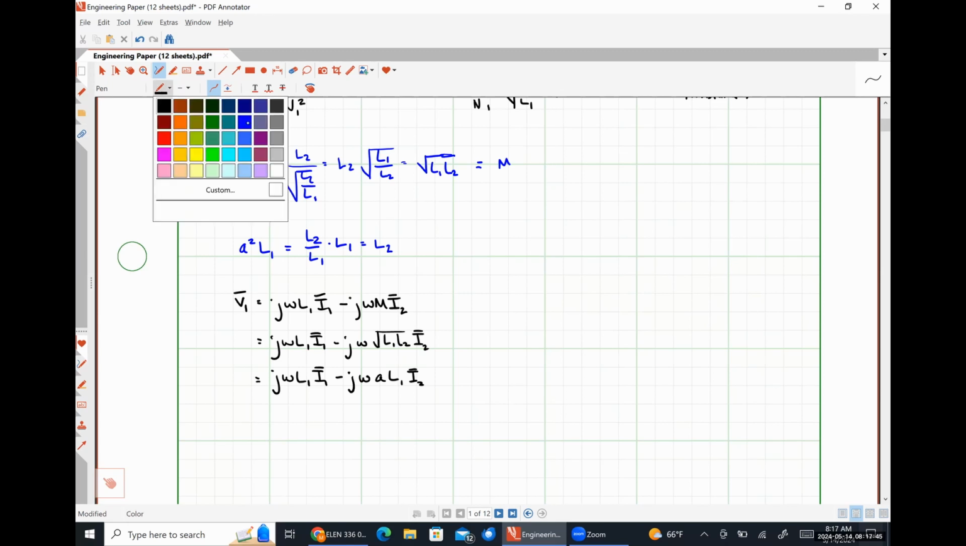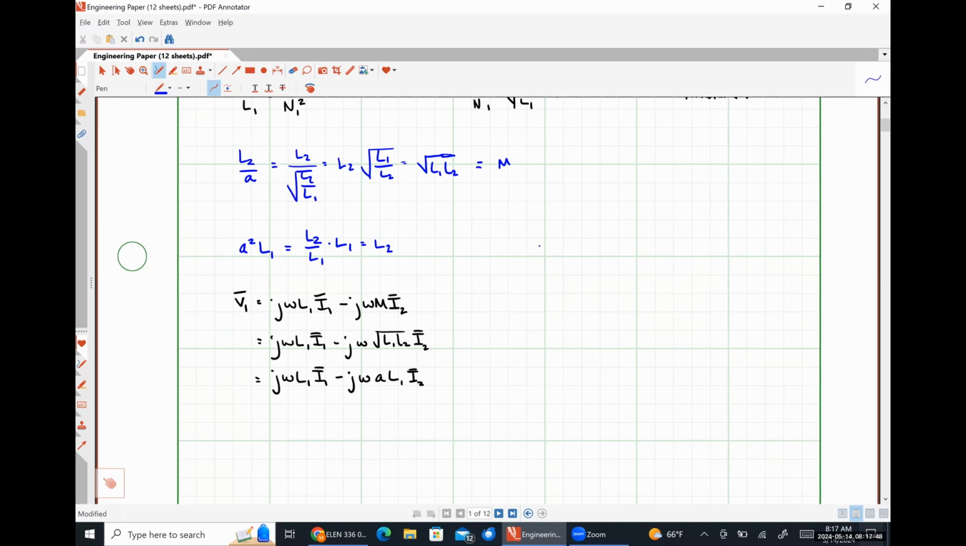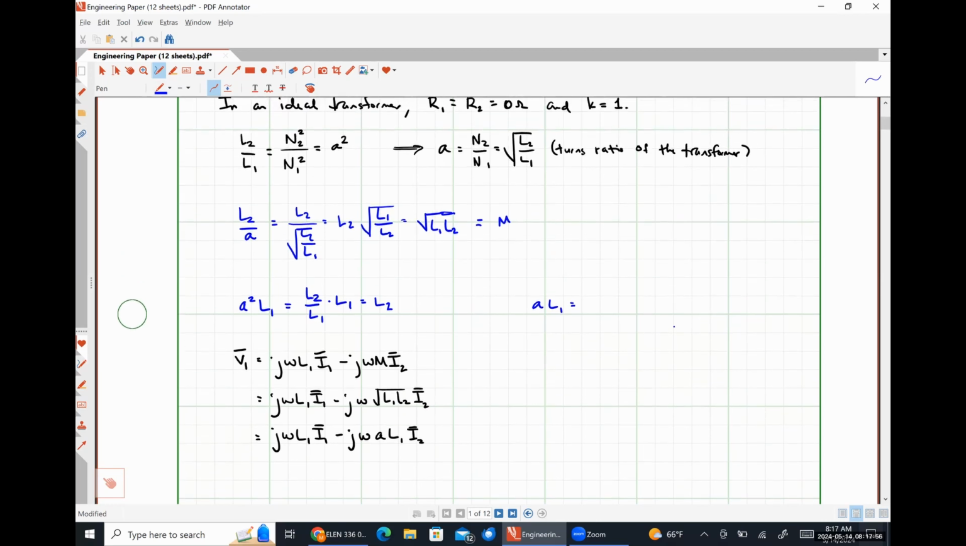Let's do that over here real quick. I don't know why I didn't have that written down a moment ago. So A times L1 would be the square root of L2 over the square root of L1 times L1. So that's the square root of L2 times the square root of L1. So that is the same thing as M as well. We okay with that?